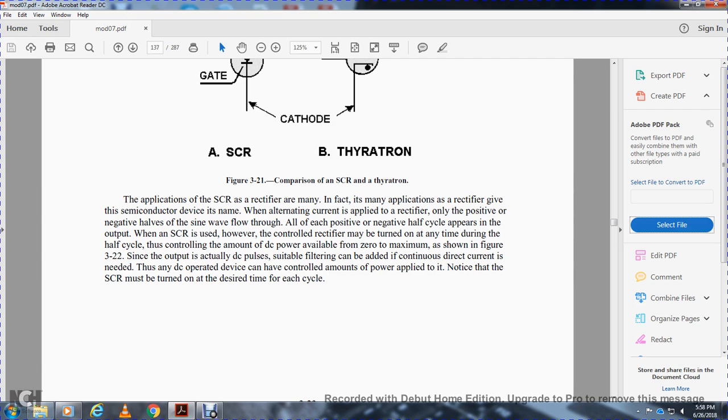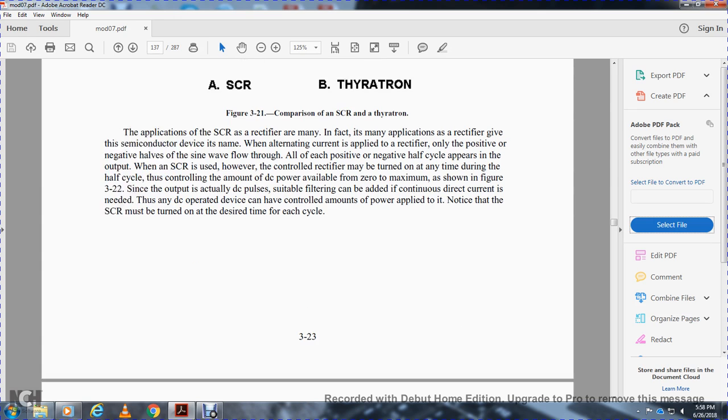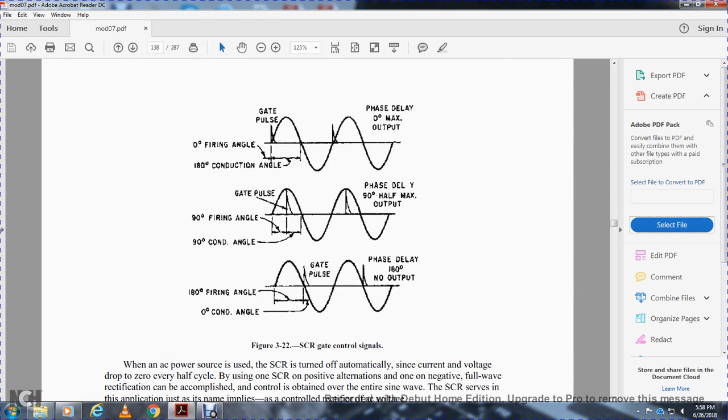Since the output is actually DC pulses, suitable filtering can be added for continuous direct current. Any DC operated device can have its power controlled this way, but the silicon-controlled rectifier must be turned on at the desired time in each cycle. The figure shows zero degree firing angle with 180 degree conduction angle, where the gate pulse phase delay of zero gives maximum output. With a 90 degree firing angle and 90 degree conduction angle, the phase delay of 90 gives half of the output. With a 180 degree firing angle and zero conduction angle, the phase delay of 180 gives zero output.